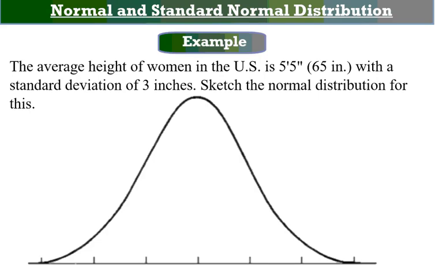Just an example of where standard deviation, or where the normal curve starts to get used. The average height of women in the US is 5'5", 65 inches, with a standard deviation of 3 inches. Sketch the normal distribution for this.